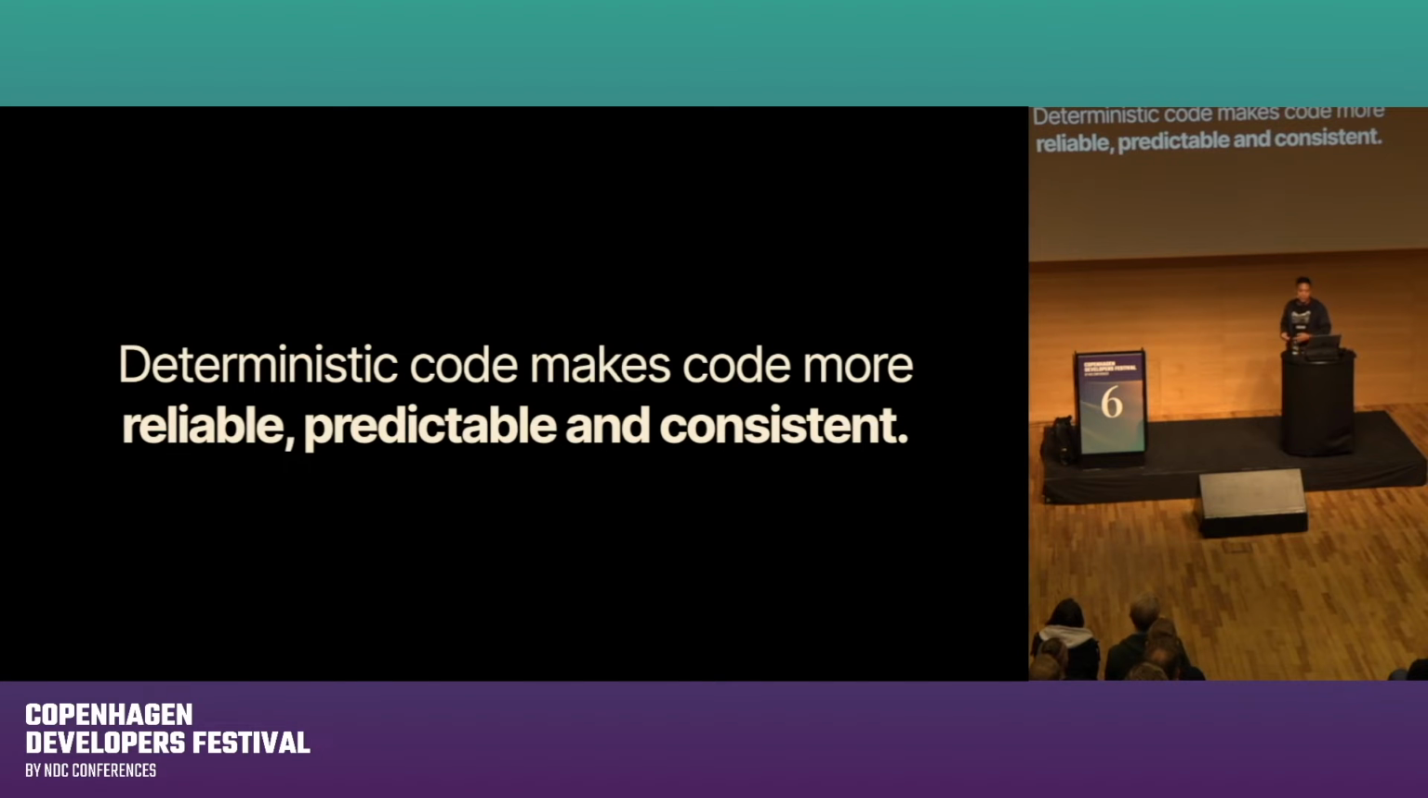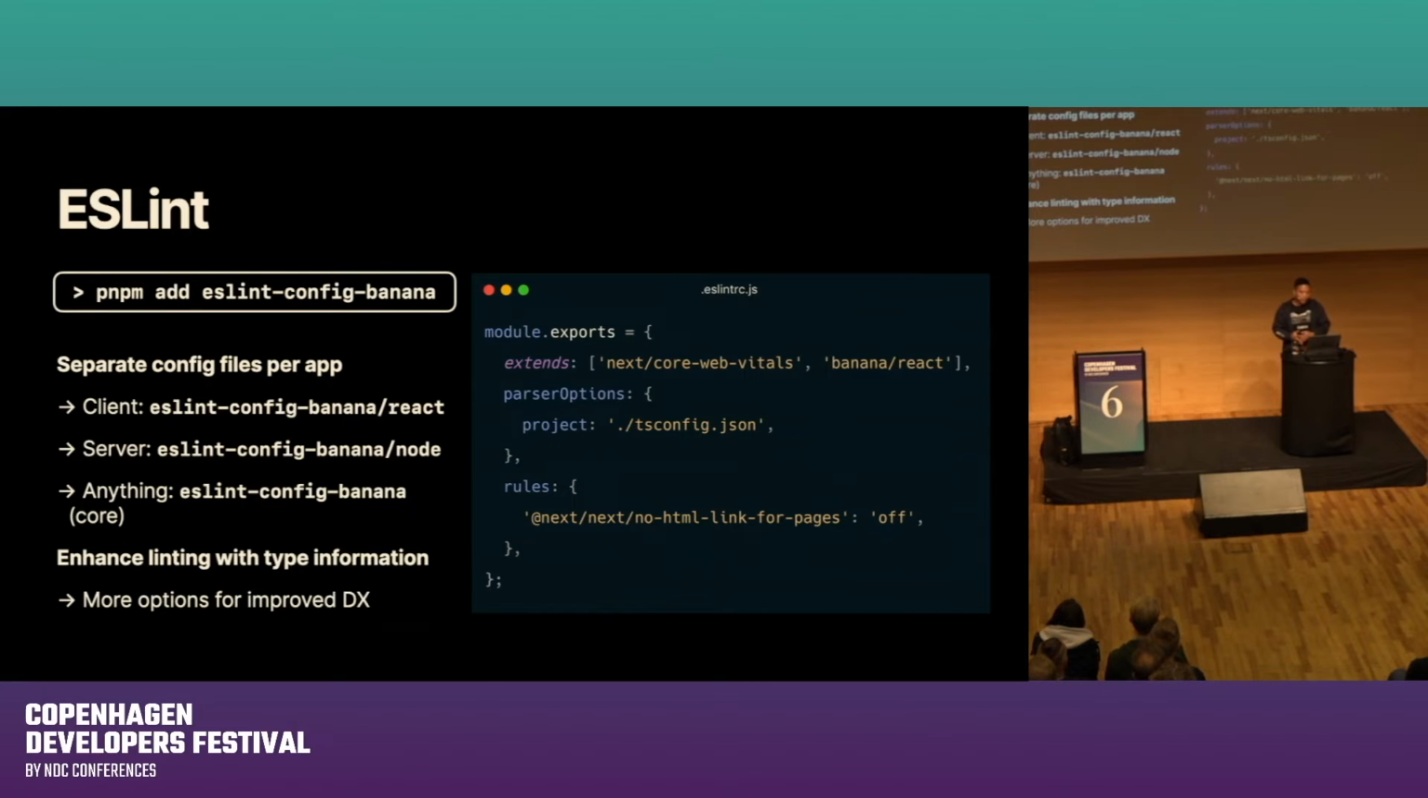Deterministic code, in my opinion, increases maintainability and consistency in the code. A simple example would be sorting anything that can be sorted automatically without problems by its alphabet. This way you'll get deterministic code, which makes it more reliable, predictable, and consistent.